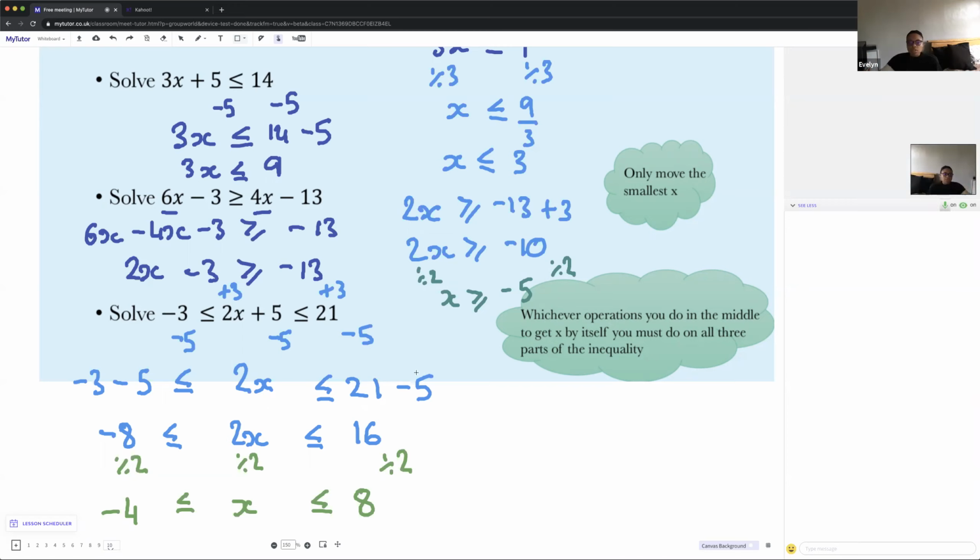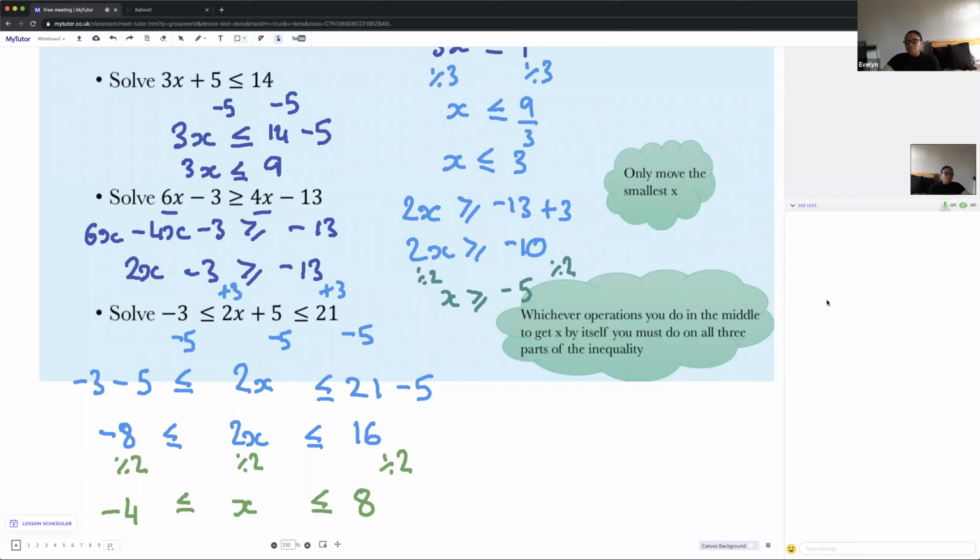Someone asked, how many marks would the last question be? This question, maybe about 3 or 4 marks, probably. There's quite a lot of steps as well. I would say at least 3 marks for that one.